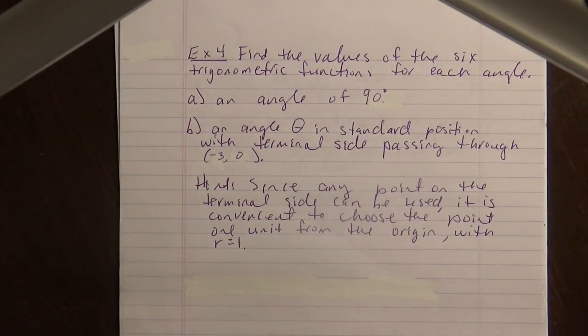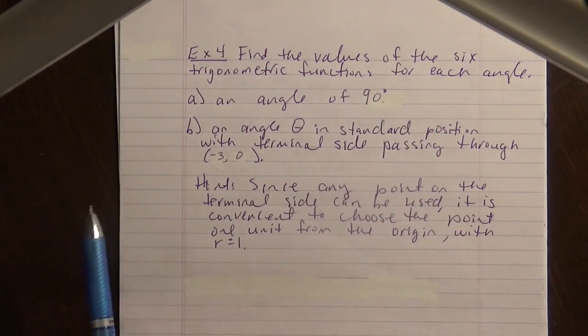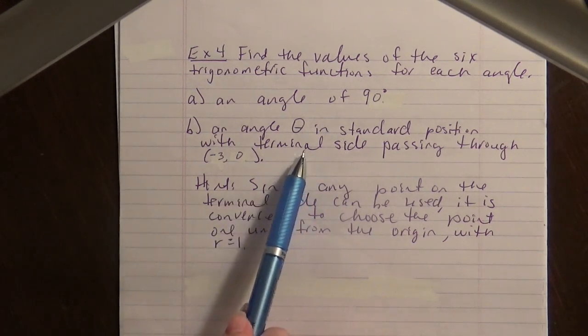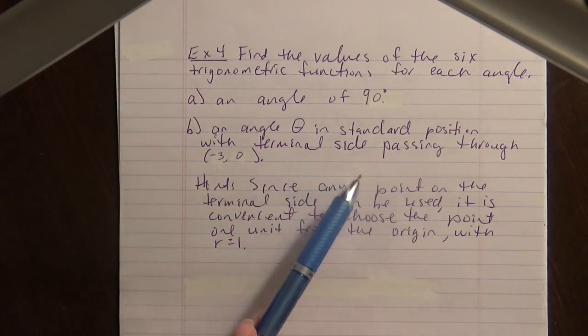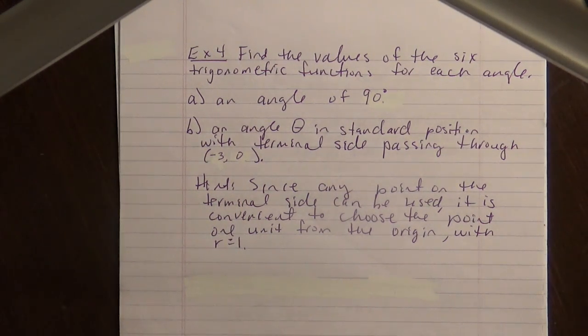In example 4, find the values of the 6 trigonometric functions for each angle. In part A, we want to do an angle of 90 degrees. Part B, an angle theta in standard position with terminal side passing through the ordered pair negative 3, 0. So this is the same thing that we were just doing. It's just that now the terminal side is going to be on the x or the y axis.